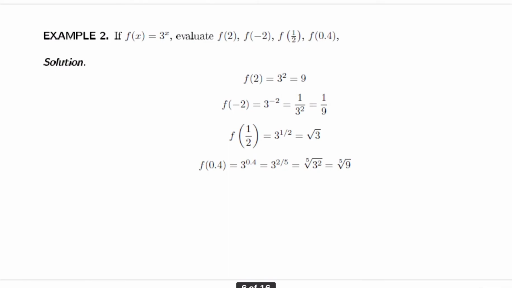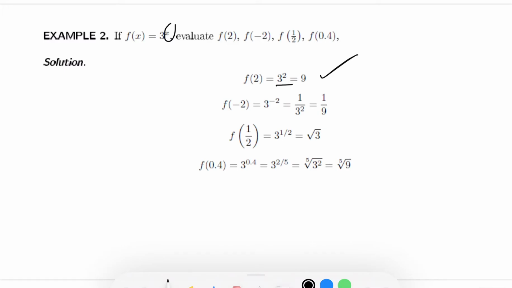So example 2. If f of x equals 3 raised to x, evaluate the following. So we have this solution. For number 1, f of 2. We just substitute x. At x equals 2, we have 3 squared, which is equal to 9.